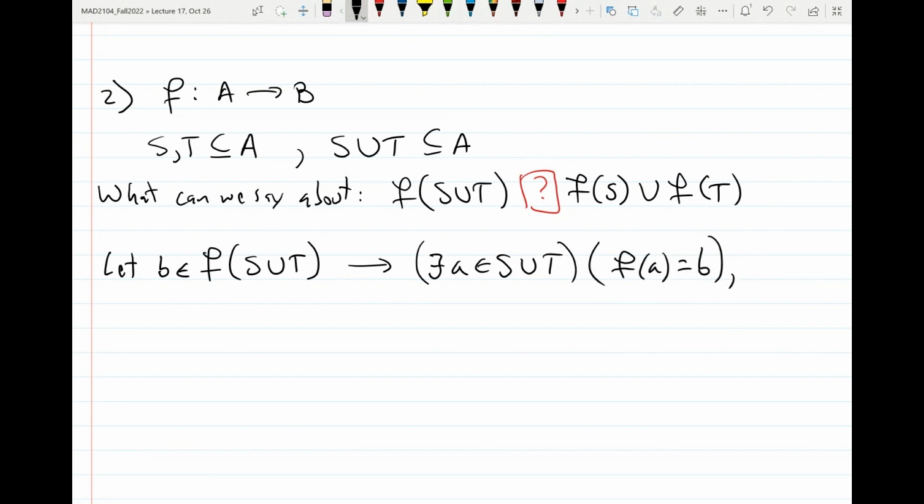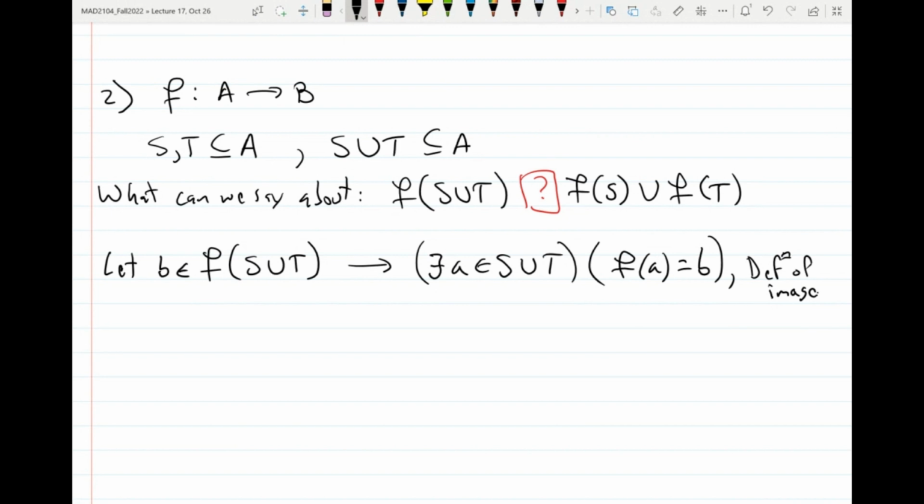Because now we're going to play with a little bit of logic. So that was the definition of image. Okay? All right. Now what am I going to say? I'm going to use the definition of union. If A is in the union, what does that mean? You don't know. So what does it mean to be in the union? What's the definition of union?